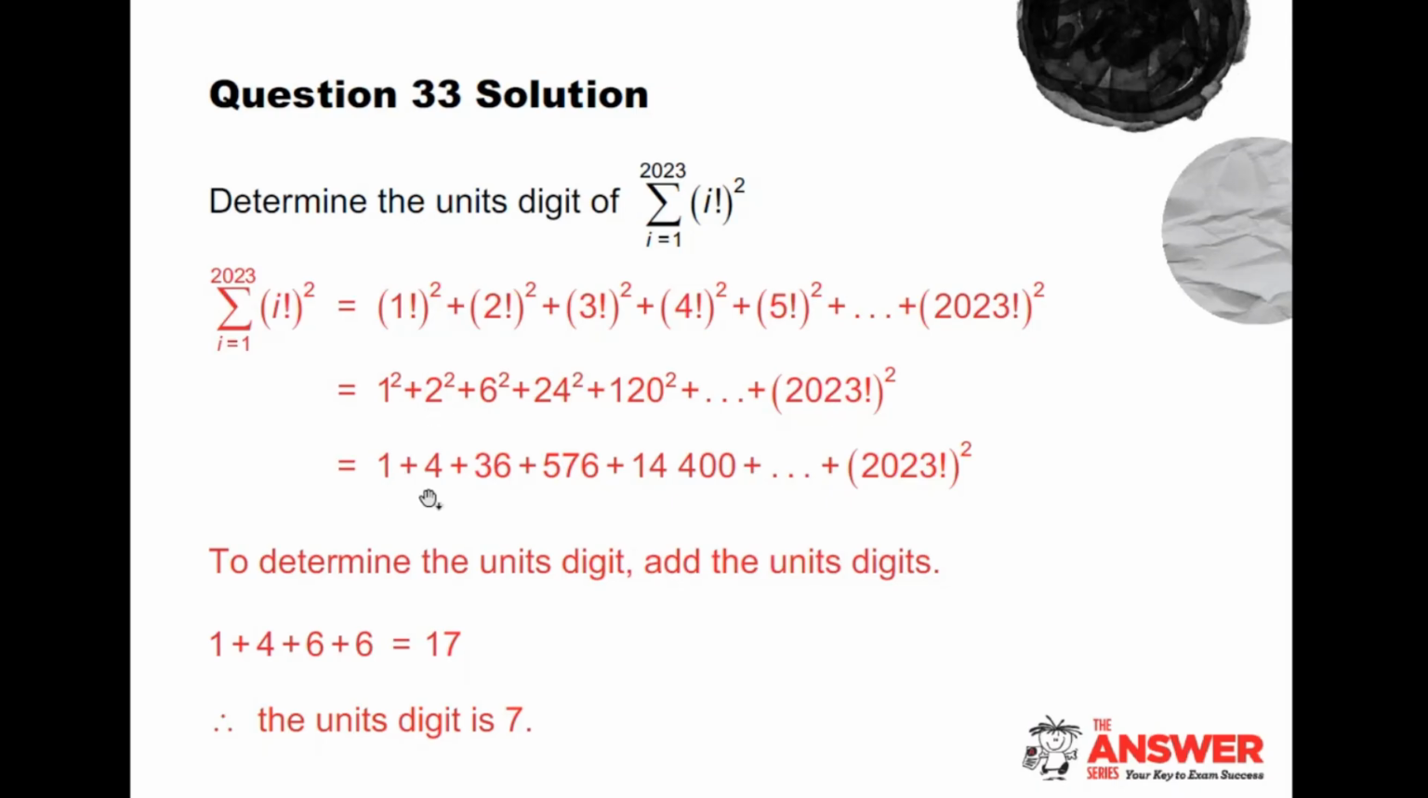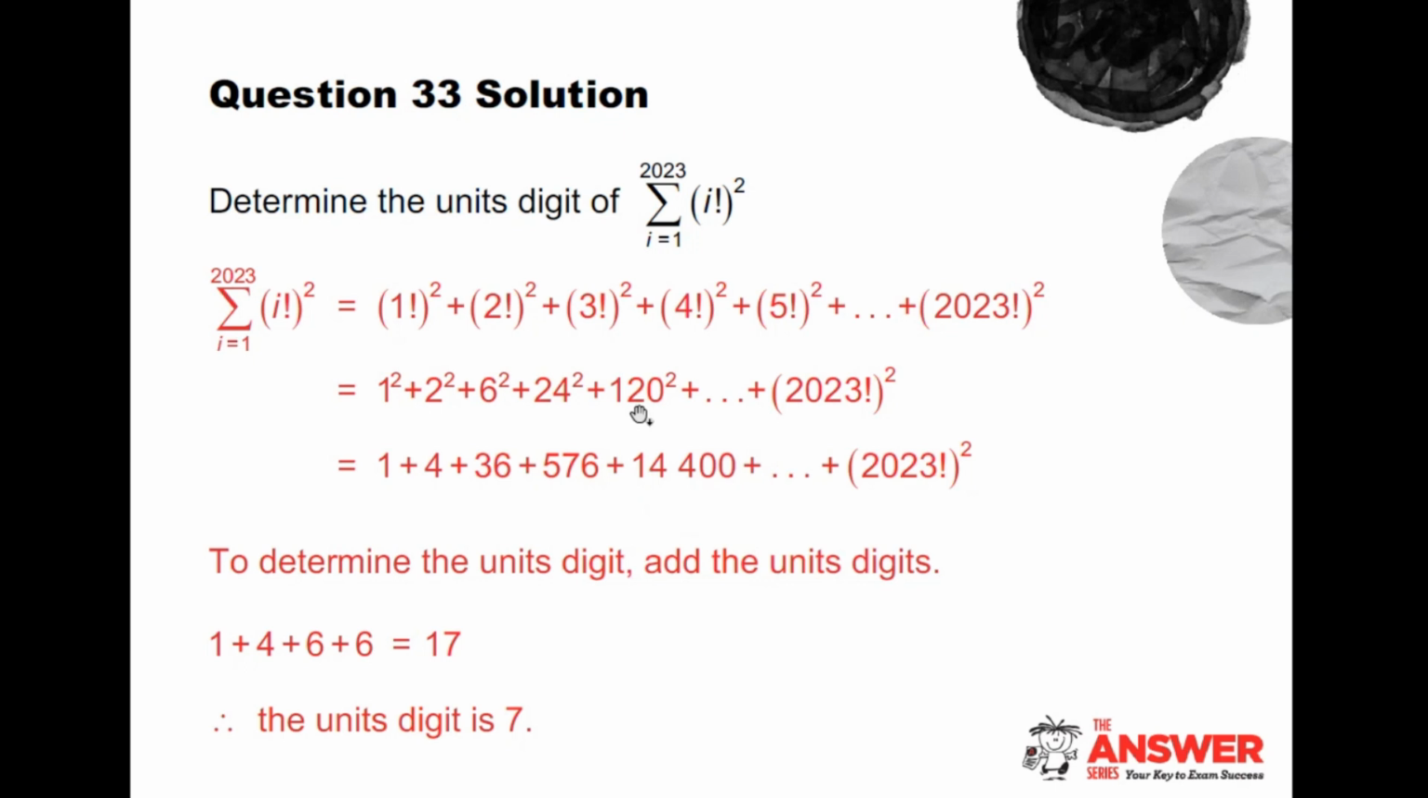1 squared, 2 squared, 6 squared. I've got a calculator, so this isn't a problem. 24 squared, 120 squared, not a problem, but you should be able to do that in your head because 12 squared is 144 and then the 2 noughts. The question didn't say what's the answer. It said what's the units digit. Now my problem is all these dots because I've got a lot of terms.